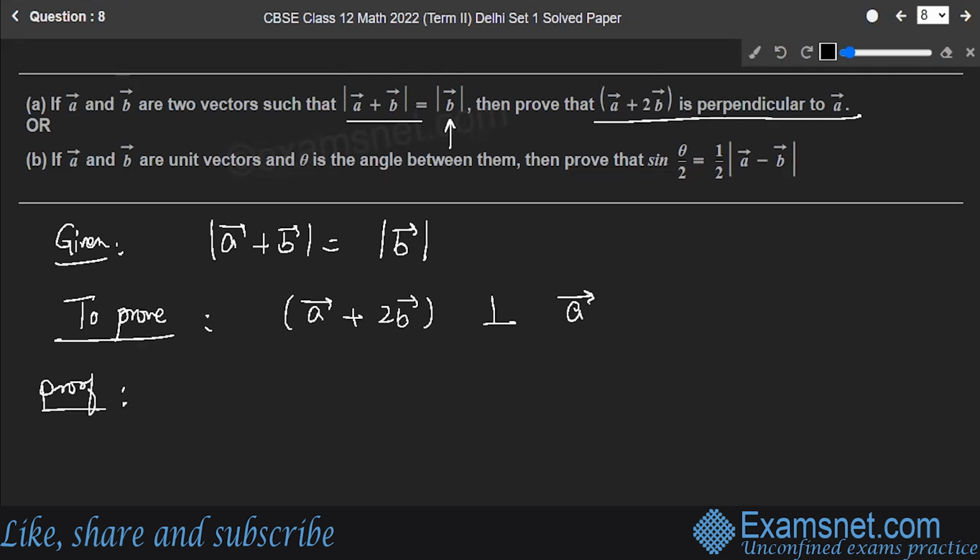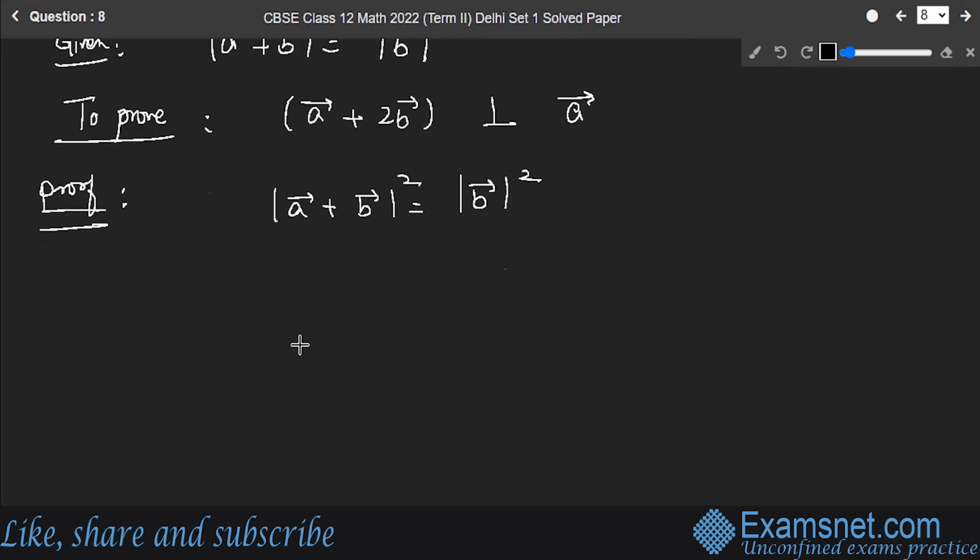So, here we start. I'll start with what is given to us. You are given that A plus B vector magnitude is equal to B vector magnitude as such. Now, if I square on both the sides, let's do squaring on both the sides. So, you will have, see, this can be written as A plus B vector, the dot product of them.